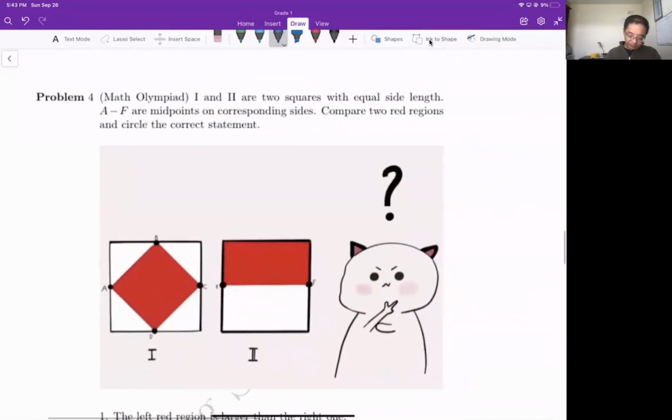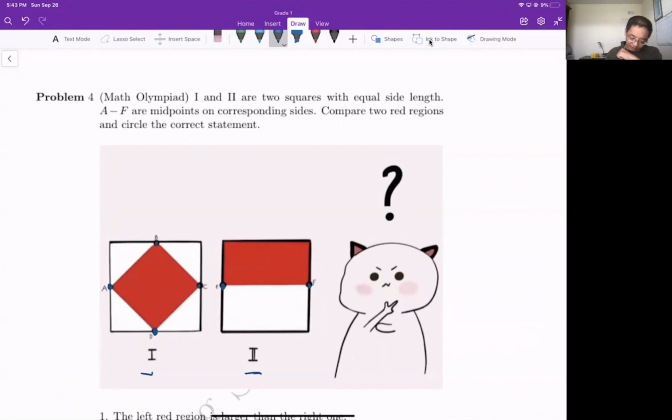Question number 4. Here we have 2 squares, square 1 and square 2. Point A is in the middle, B is in the middle, C is in the middle, D is in the middle, E is in the middle, and F is also in the middle. All right, so this gives us 2 red parts. And the question is, which one is larger, or are they equal? When you first look at this, it's not so clear, right?